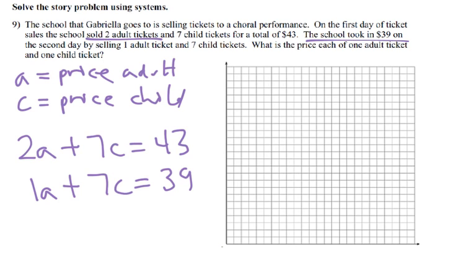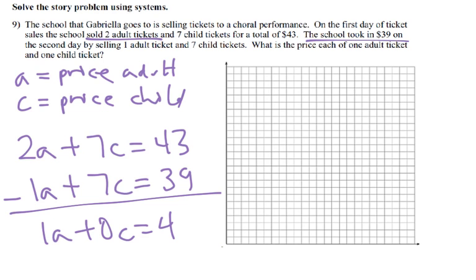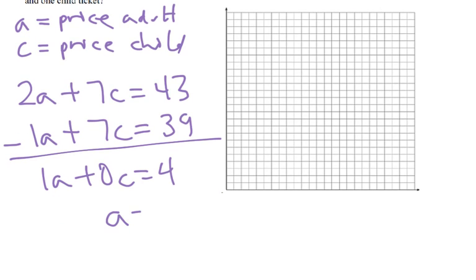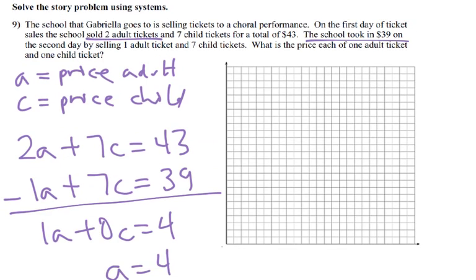Now, if I look at this, I can set this up easily to work with elimination, right? Because I've got 7 and 7. My 2 coefficients are exactly the same. So I'd subtract: 2 minus 1 is 1A, 7 minus 7 is 0C, 43 minus 39. This is kind of like those dog and cat bag things, okay? So 43 minus 39 is what, 4? For some reason that was harder than it should have been. So A equals 4. What does that tell us? The price of an adult ticket is $4.